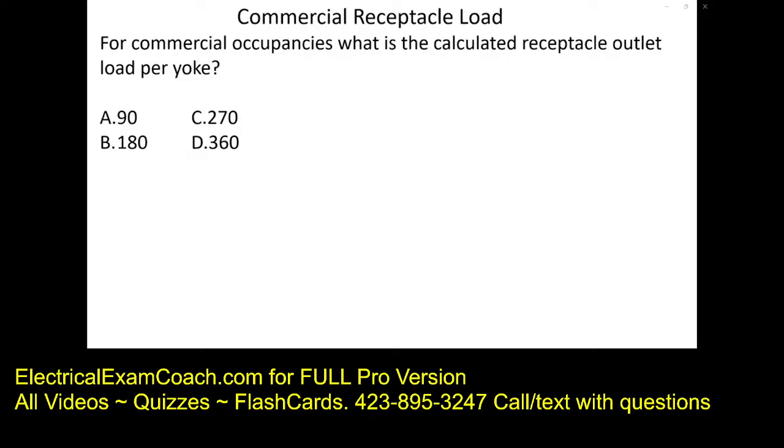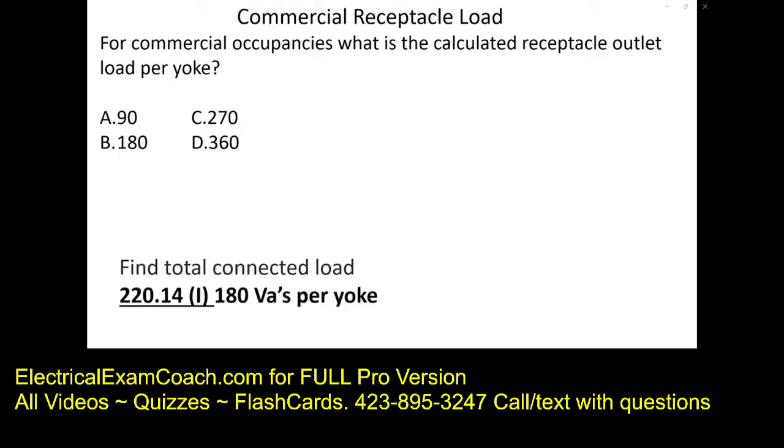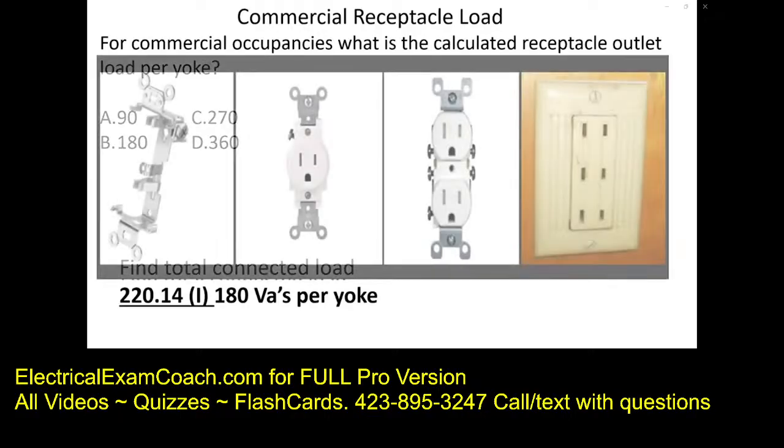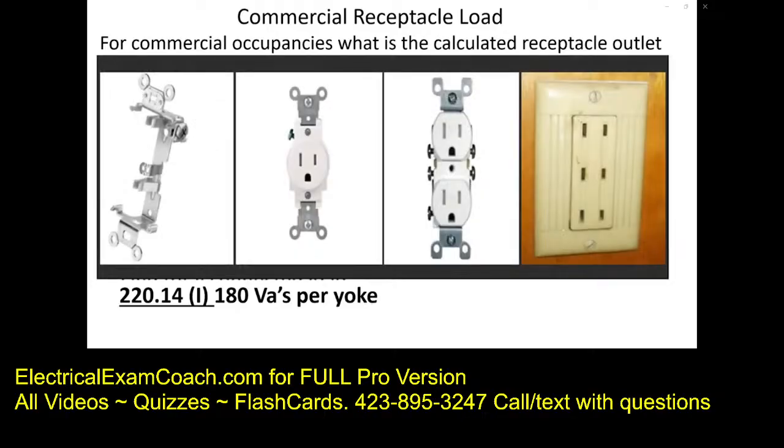For commercial occupancies, what is the calculated receptacle outlet load per yoke? First, we're going to find our total connected load. For that, we're going to head to 220.14(I), and it's going to let us know that it's 180 VAs per yoke. But the question is, what is a yoke? This is a yoke. Starting on the left-hand side, it's also a device strap. It's what holds all the pieces together.